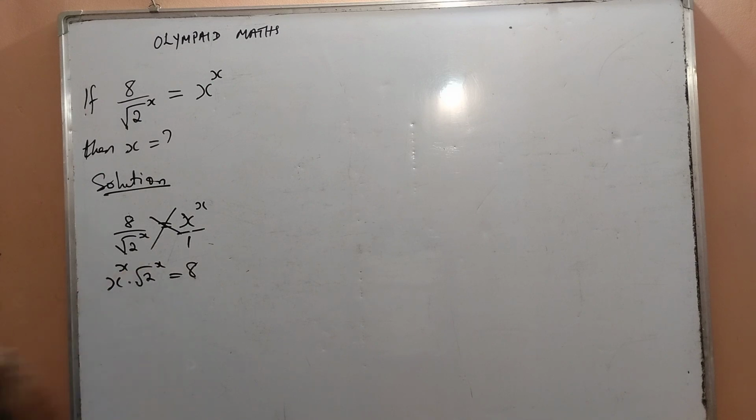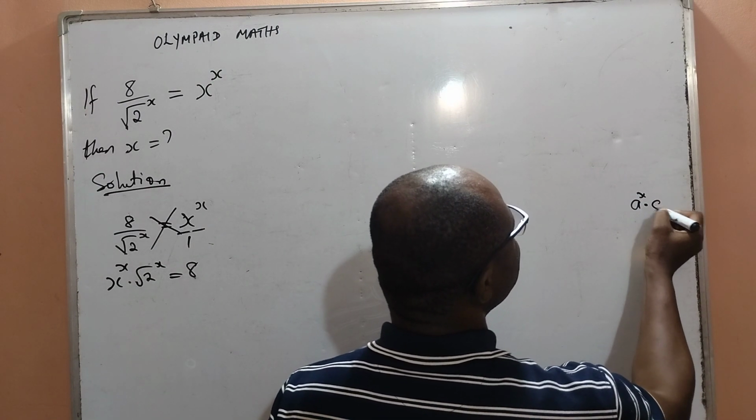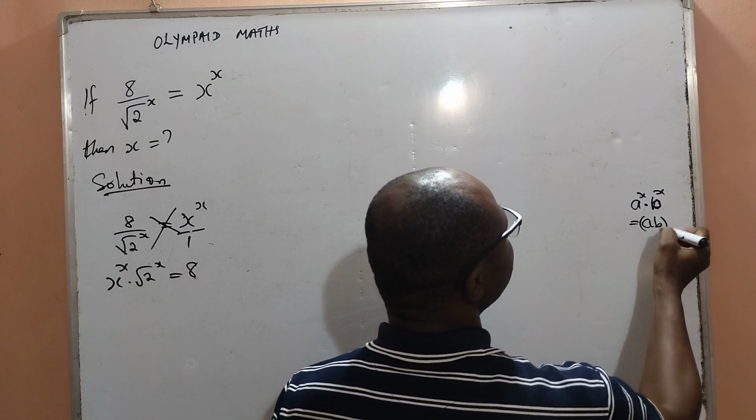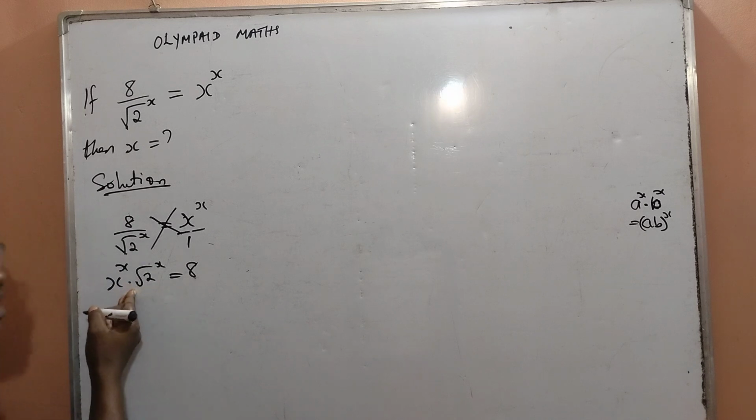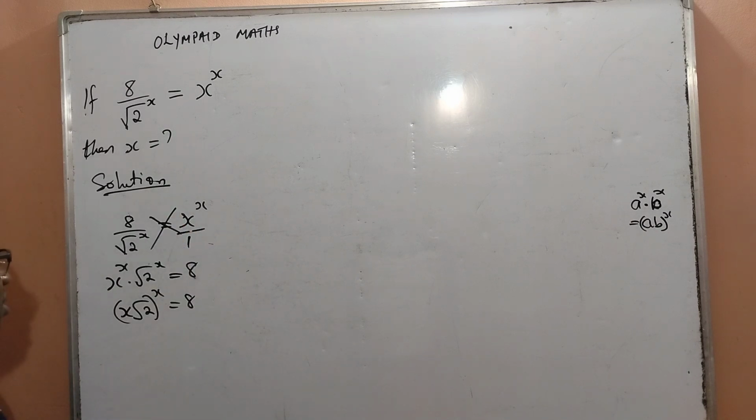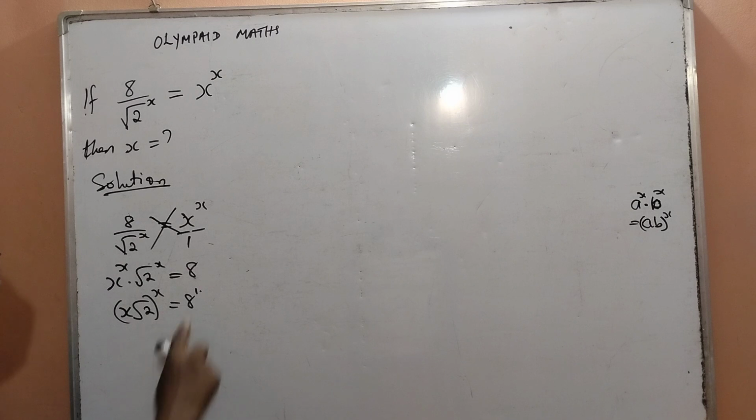Since the powers are the same, by law of indices, a raised to the power x multiplied by b raised to the power x is equal to ab all raised to the power x. I will apply it here to have x root 2 all raised to the power x equal to 8. See this 8 as 8 raised to the power 1 if you like.